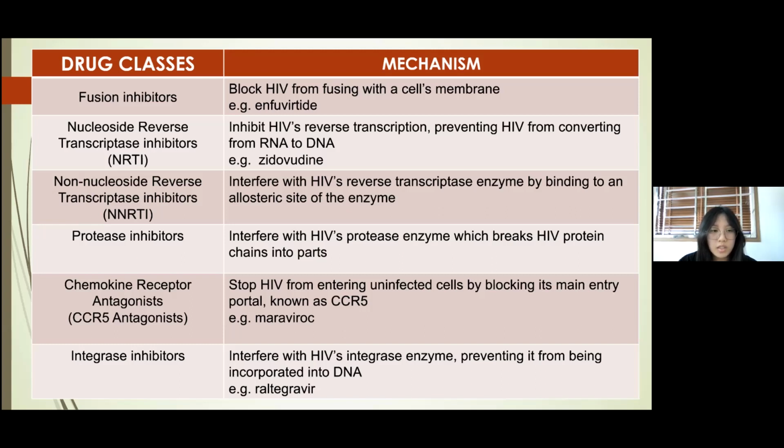And the fifth one is chemokine receptor antagonists, which are also called CCR5 antagonists, that will stop HIV from entering uninfected cells by blocking its main entry portal known as CCR5. The example of CCR5 antagonists is maraviroc. And the last one is integrase inhibitors, which will interfere with HIV's integrase enzyme and prevent it from being incorporated into DNA. The example of integrase inhibitors is raltegravir.